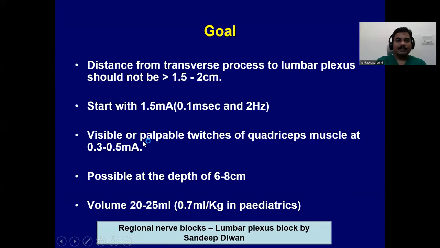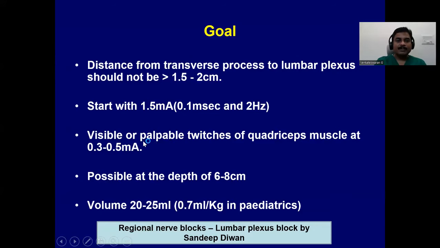In some situations, you can get an abdominal twitch. That means the needle is stimulating the iliohypogastric nerve. You just withdraw the needle and redirect it until you get a quadriceps twitch. So the end motor response is always a quadriceps twitch. Don't go for any other twitch for lumbar plexus block. And now we'll come to the sacral plexus block.